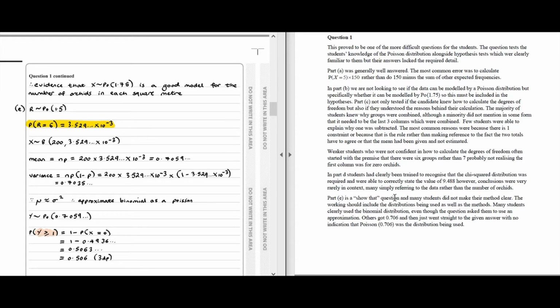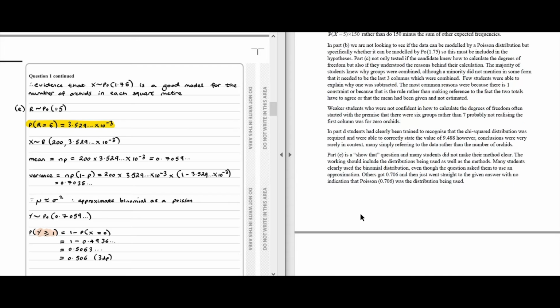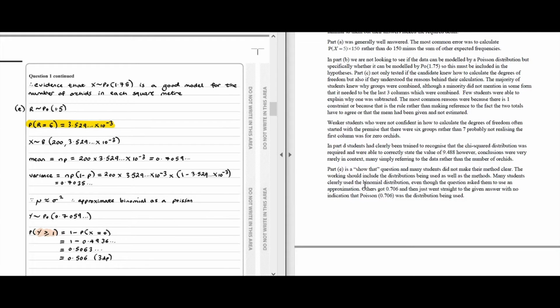this is a show that question, and many students did not make their method clear. The working should include the distributions being used as well as the methods. Most students clearly used the binomial distribution, even though the question asked them to use an approximation. Others got the 0.706 from here, and then went straight to the given answer with no indication that Poisson of the mean of 0.706 was the distribution being used.